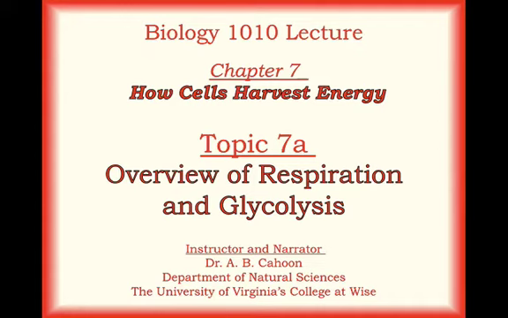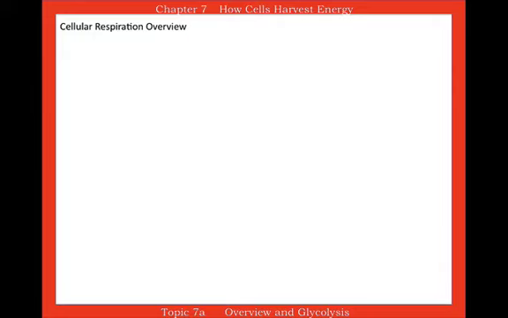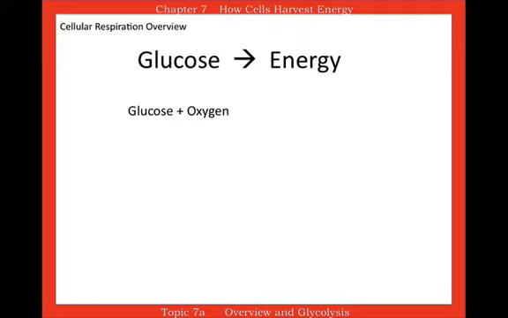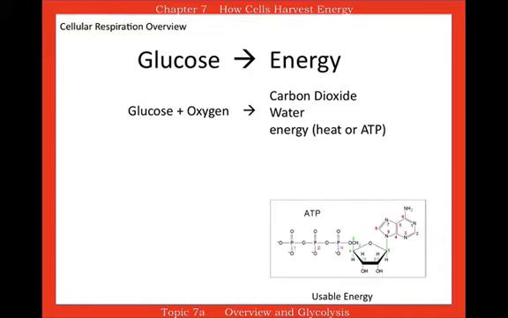Topic 7a, Overview of Respiration and Glycolysis. Cellular respiration is the process by which cells convert the sugar glucose into usable energy. To do this, cells take glucose and oxygen and convert it to carbon dioxide, water, and energy in the form of heat or the molecule ATP. ATP is adenosine triphosphate, and it represents usable chemical energy.